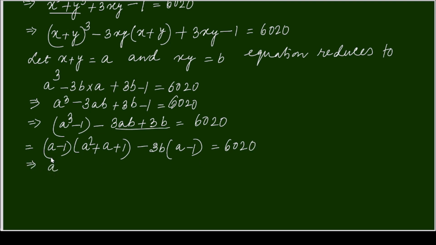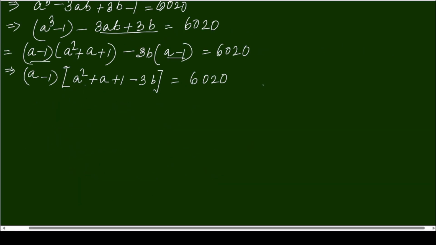Or from both the terms we can take (a minus 1) as a factor. So here (a minus 1) times (a² + a + 1 minus 3b) equals to 6020. So we have made the left hand side into two factors.